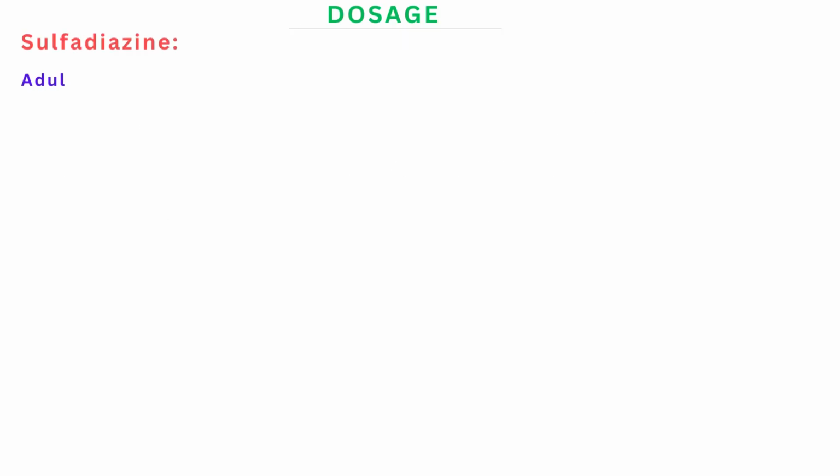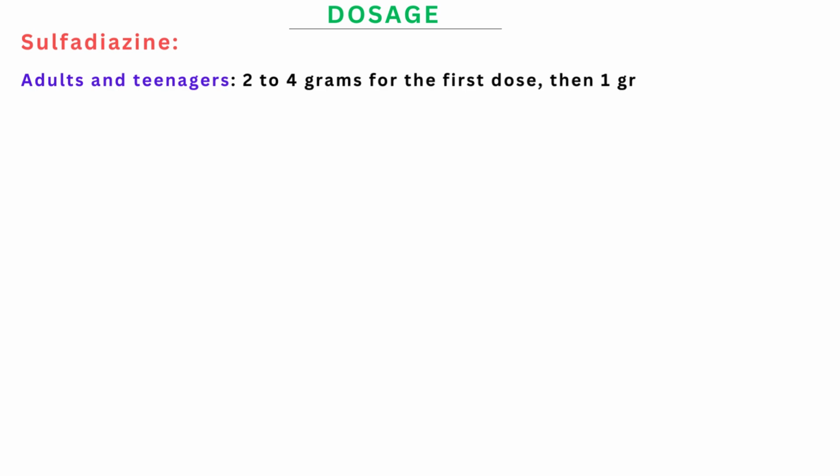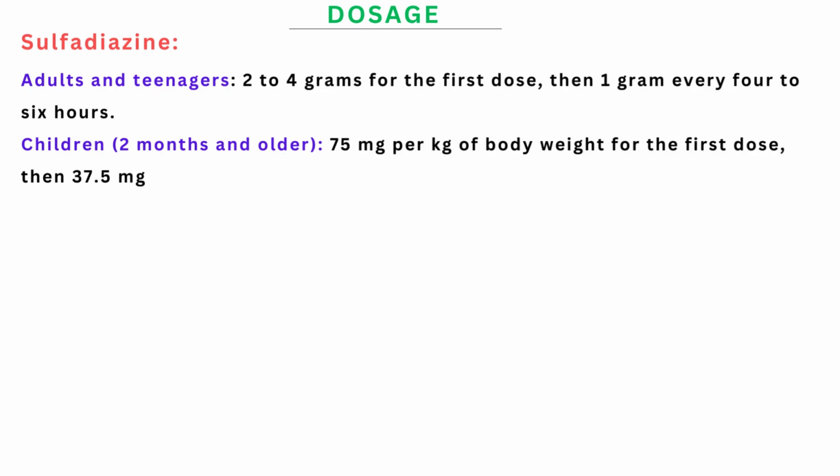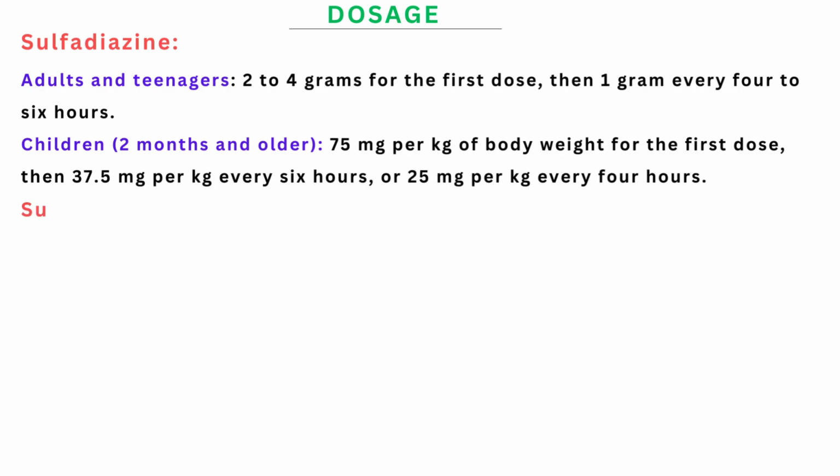Now, what is the dosage of sulfonamide drugs? We will see one by one. For example, sulfadiazine. In adults and teenagers, it can be taken up to 2 to 4 grams for the first dose, then 1 gram every 4 to 6 hours. Whereas in children from 2 months and older, 75 milligram per kg of body weight for a first dose, and then 37.5 milligram per kg of body weight every 6 hours, or 25 milligram per kg of body weight every 4 hours.